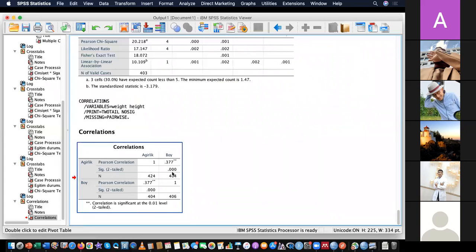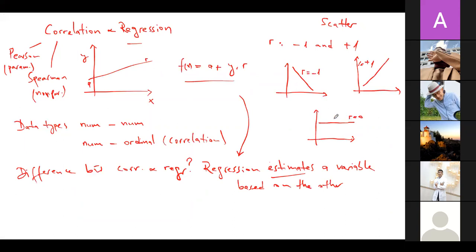Okay? By the way, this is not 0, of course. R of 0 means the dots are randomly distributed. There is no correlation at all.